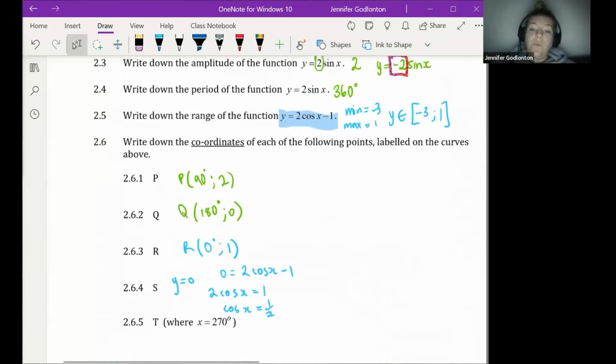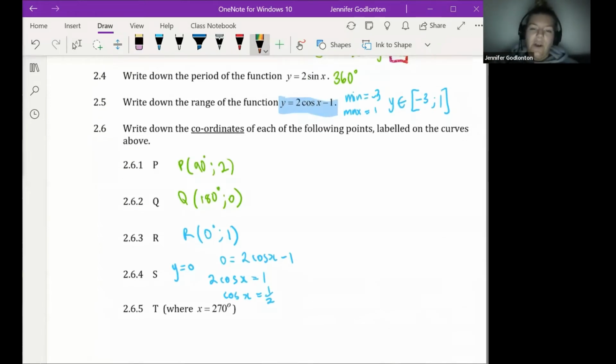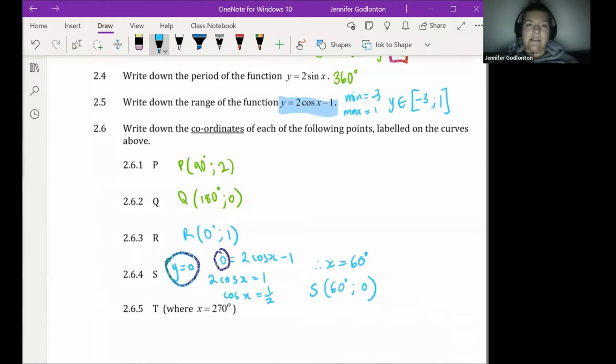Okay, so what we needed to recognize in this question was that my y value was 0, and then we needed to sub it in. And when cos x is equal to a half, we can say, therefore, x is equal to 60 degrees, and our y value is 0, so our coordinates of S are 60 degrees and 0. It's the x-intercept.